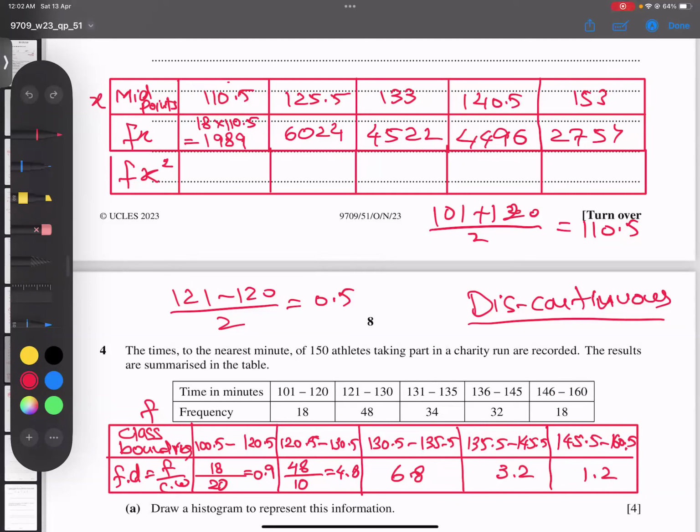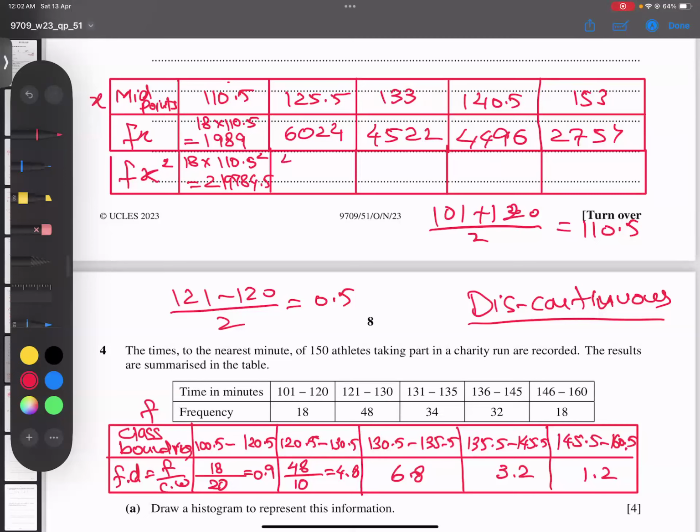So let's try to do it once. Frequency is fx square. Frequency is 18 times 110.5 to the power 2. I believe you got my point. 18 times 110.5 squared, and I'm getting the value 219,784.5.